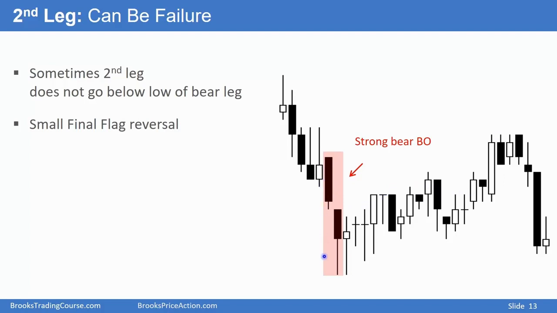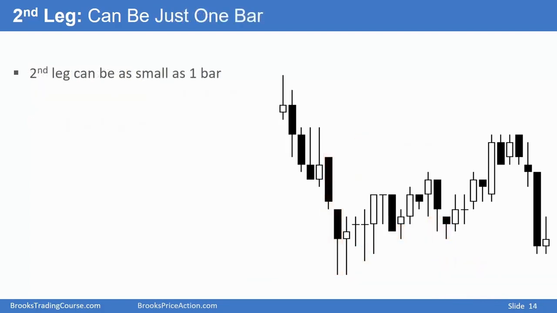Strong bear breakout. Is it strong enough so that the odds are there'll be at least a second leg? Yes. Now, second leg does not necessarily mean second leg to a new low. Sometimes you get a breakout and the second leg does not fall below the low of the first leg. This might be the second leg, this might be the second leg, this might be the second leg. Sometimes the second leg down can form a higher low. Second leg down, it can be simply a single bar.